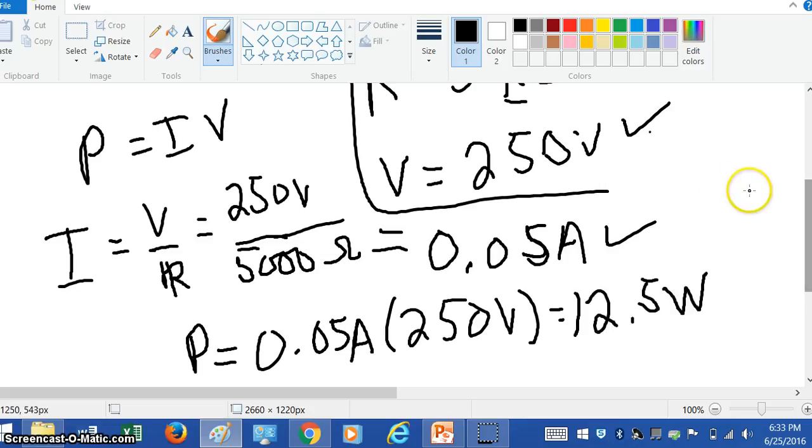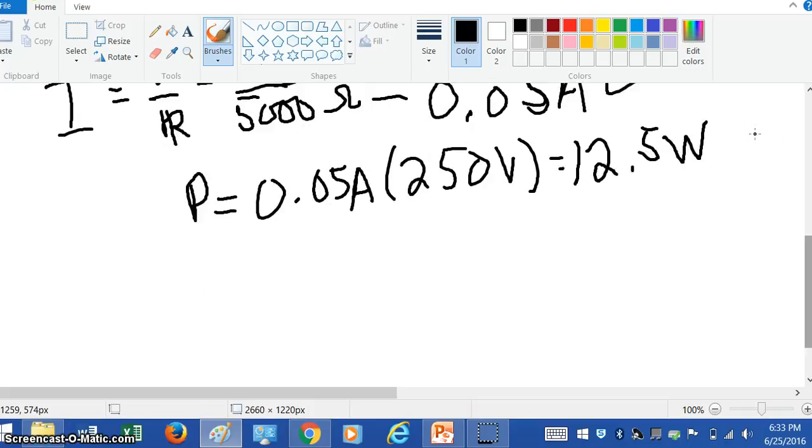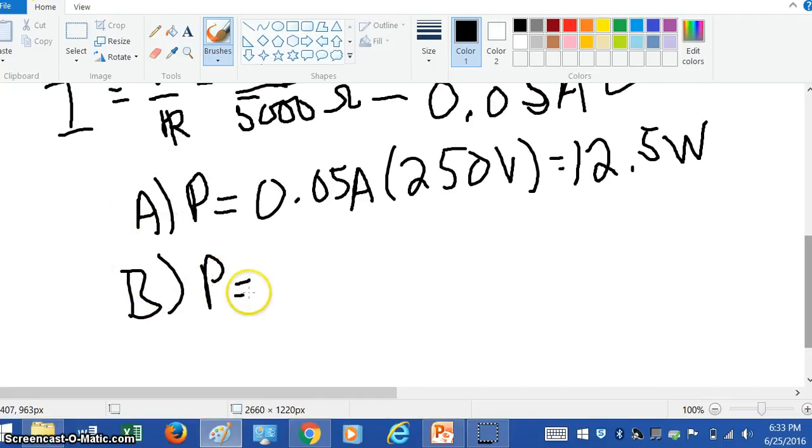Alright, so the answer turns out to be 12.5 watts. Let's suppose, I'm just going to expand on this a little bit, that there was a part B to this problem. Let's say this was part A. And in part B, they want to know the power, but now they want to know the power in horsepower.